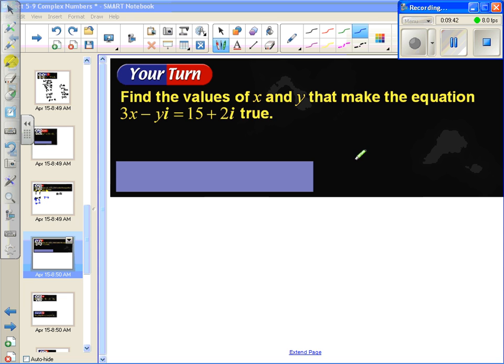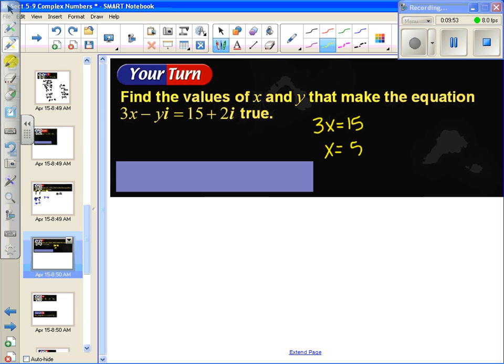So here's one you could try. The 3x has to match to the 15, which means x equals 5. The negative y matches to the 2, which means multiply each side by negative 1, y equals negative 2.